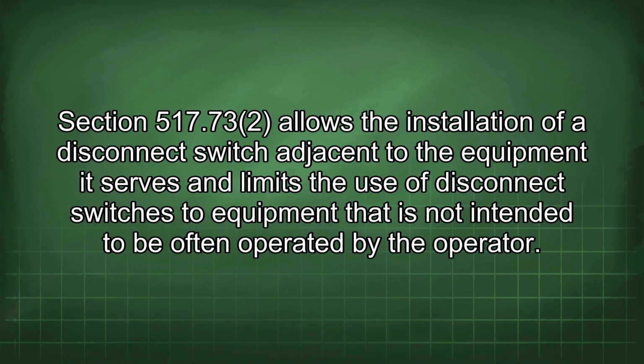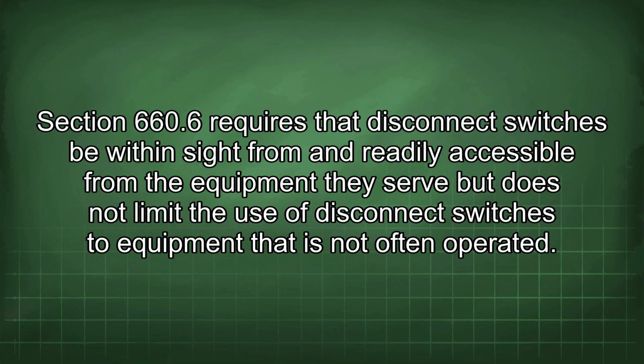Section 517.73 allows the installation of a disconnect switch adjacent to the equipment itself and limits the use of disconnect switches to equipment that is not intended to be often operated by the operator. Section 660.6 requires that disconnect switches be within sight from and readily accessible from the equipment they serve, but does not limit the use of disconnect switches to equipment that is not often operated.